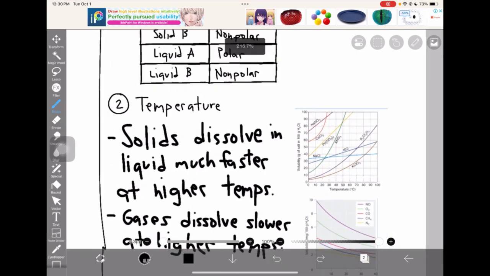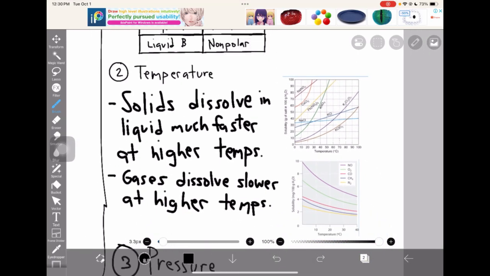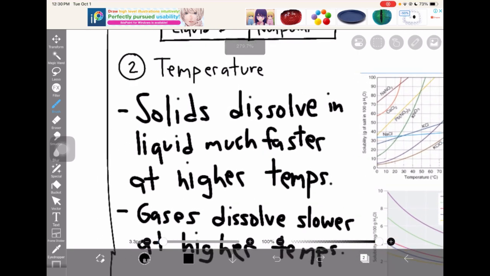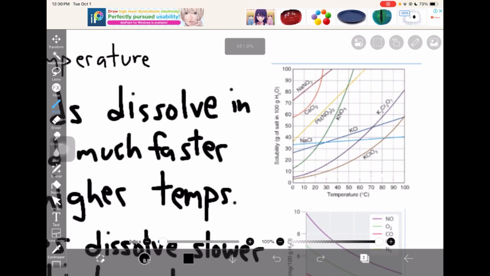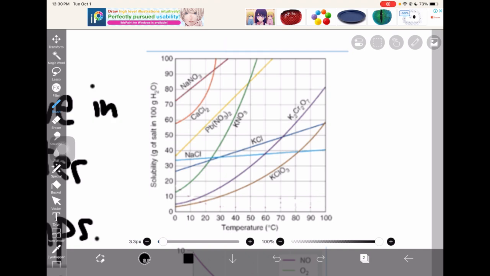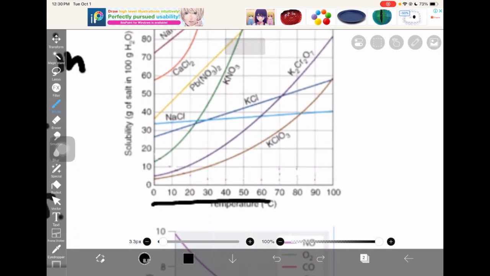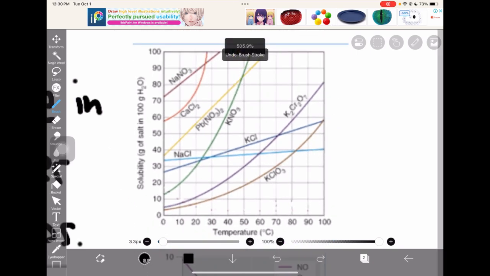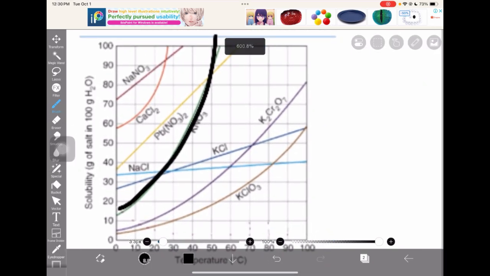Alright, for temperature, we have a pretty interesting graph here, but it's not really too hard to recognize. So we know solids in liquids dissolve much faster at higher temperatures. As we could see, we have all these solids at different temperatures. As the temperature goes up, the solubility of all of these also goes up. Sometimes the solubility increases by like 5 or 10 times.